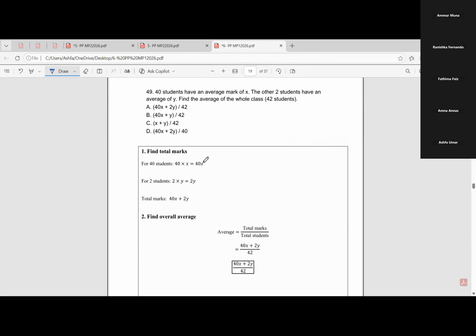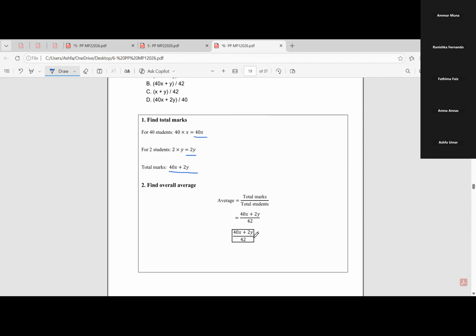Here is the same thing we discussed in the average question. For 40 students the average is x, so the total marks is 40x, and for the two students the average is y, so the total is 2y. To find the average, we have to divide the total marks by the total students, and it gives this expression.